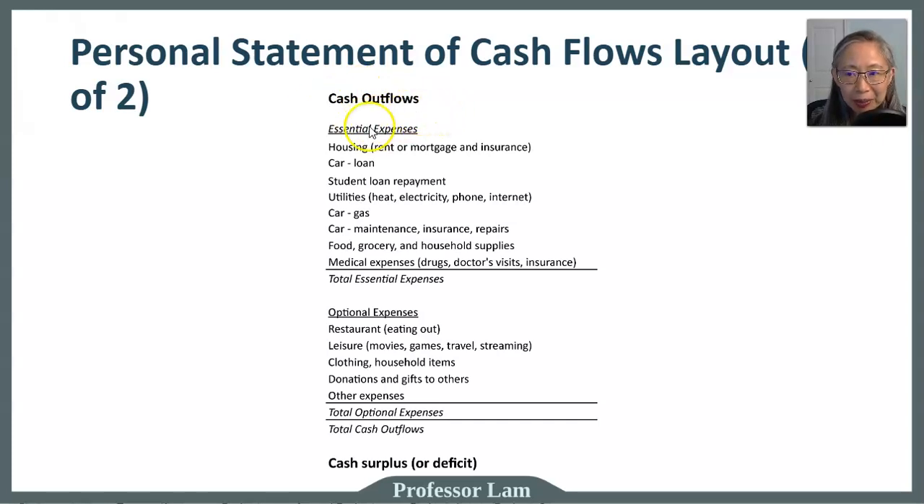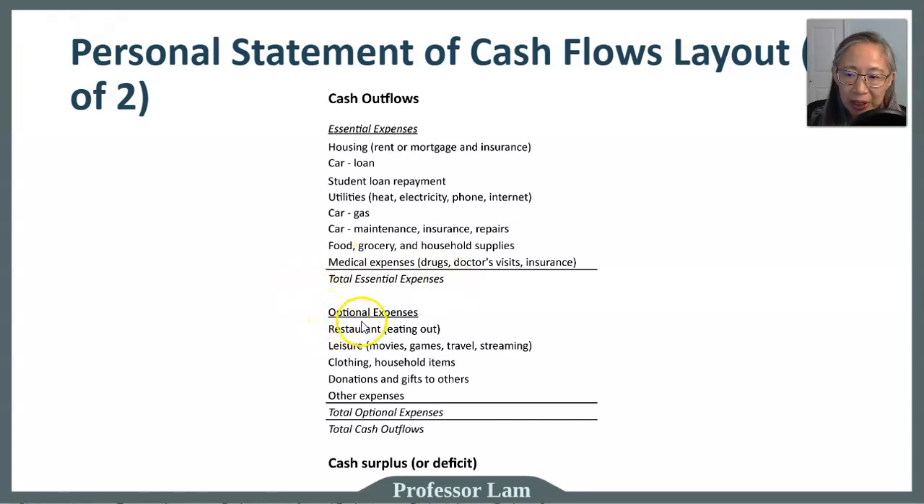There are two types. Remember, the first one is essential expenses. Here are the categories that this particular example uses. Remember once again that you choose these categories on your own. When you add up all your categories under essential, you get your total essential expenses.